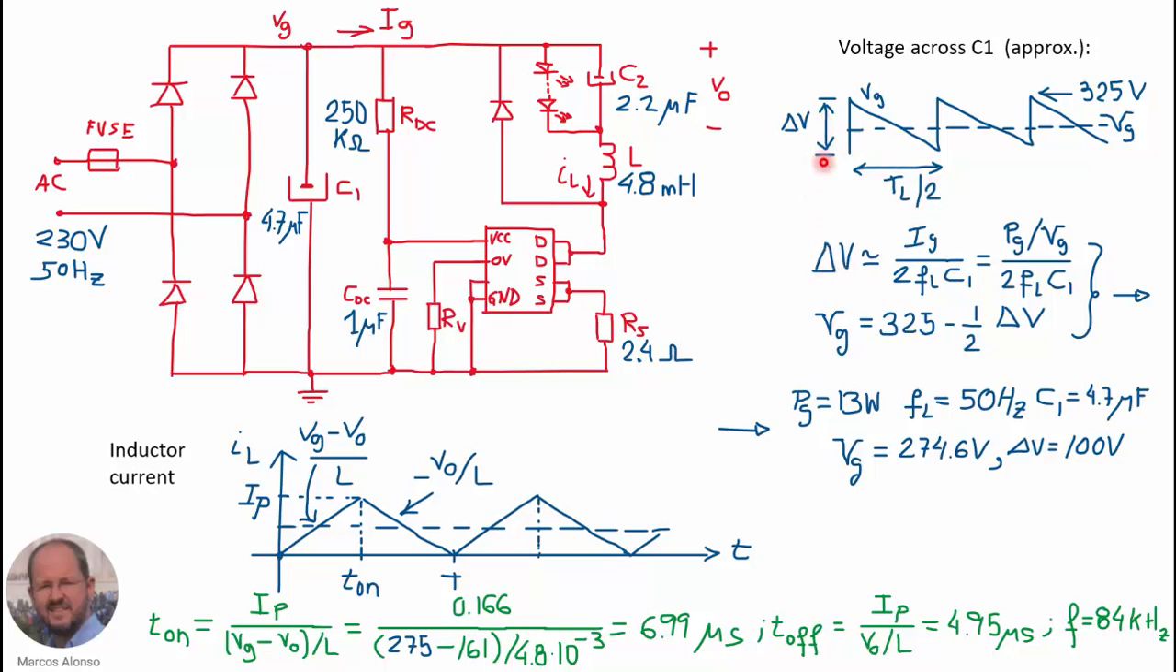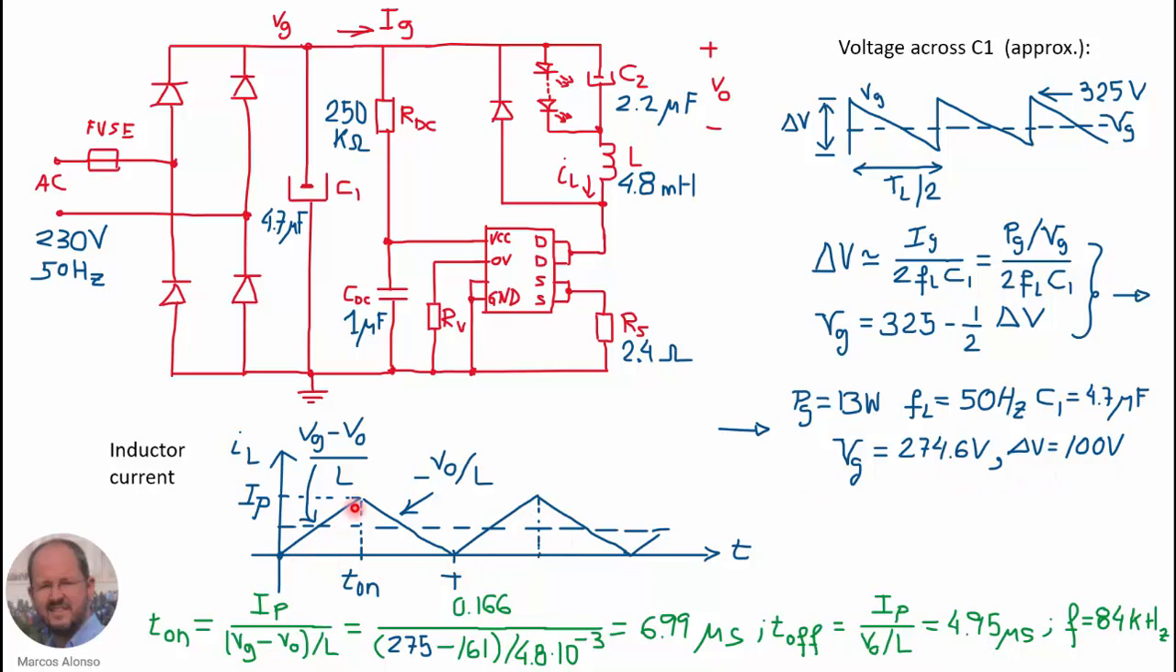So the peak-to-peak voltage ripple that we are going to have can be obtained very easily from this expression, and also the average value is given by the peak value, which is 325 volts, minus half of the voltage ripple. So from these two expressions, and knowing the different values, we obtain that the average voltage at this point is approximately 275 volts, and the peak-to-peak voltage ripple is 100 volts.